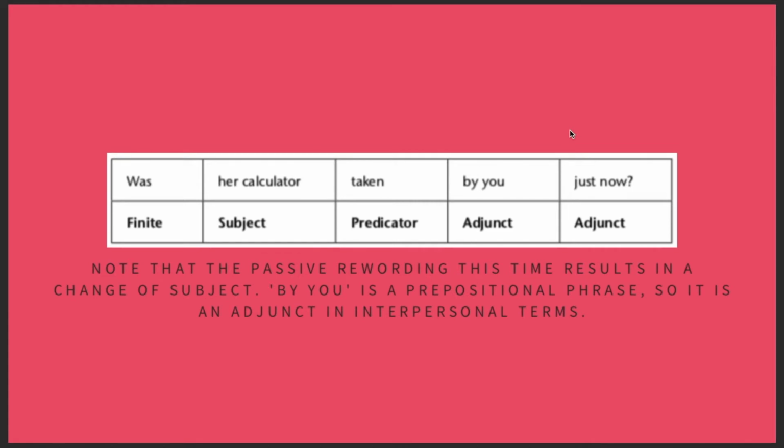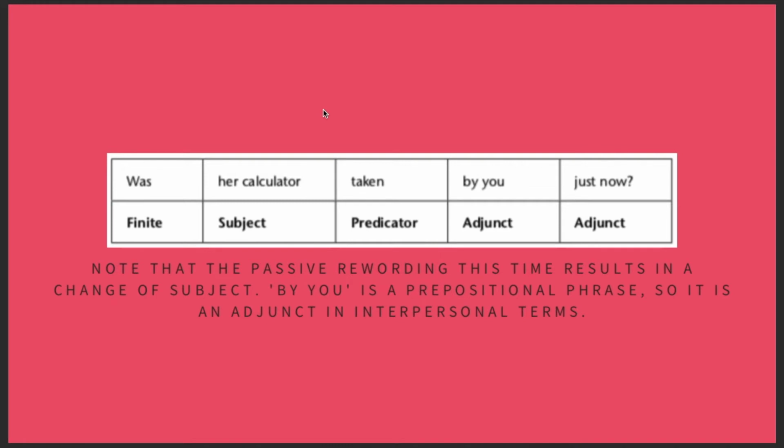That is why if we convert this one into a passive form, it will be really different. Compared to experiential terms, where we are only particular with the content, the propositional content, in interpersonal terms, if we passivize it, her calculator, the complement before, becomes the subject of the utterance, and by you is now an adjunct. If we say "Was your calculator taken?", it can be answered by yes or no and can still stand on its own without the presence of by you.